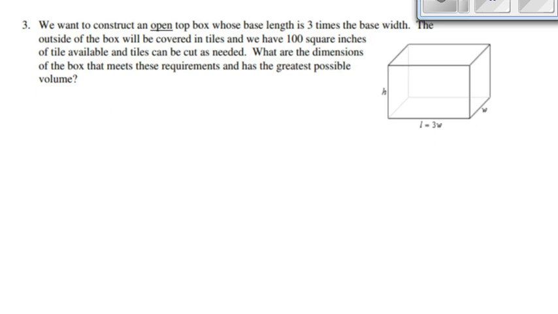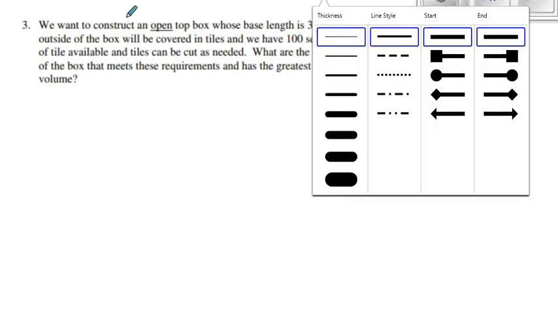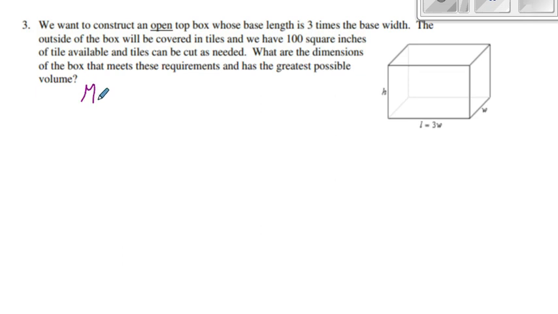This problem's about an open top box. A lot of the information is already in the diagram for us. We are told that we have 100 square inches of tile and that we want to find the dimensions that has the greatest possible volume. So as we start this problem, we're going to first start by writing down what it is we're trying to achieve, which is to maximize volume, which means we want to write an equation for the volume of this box.